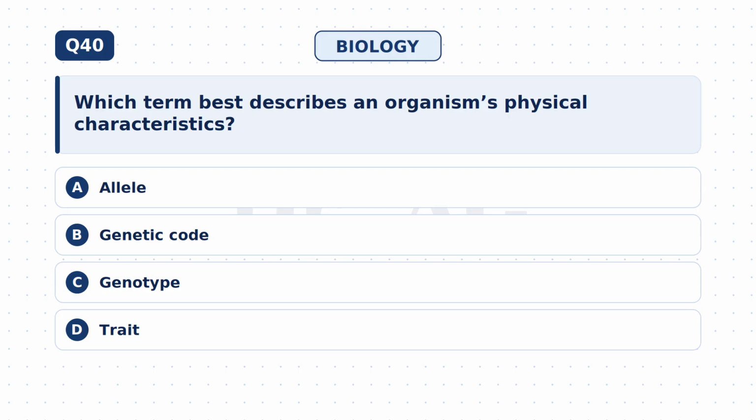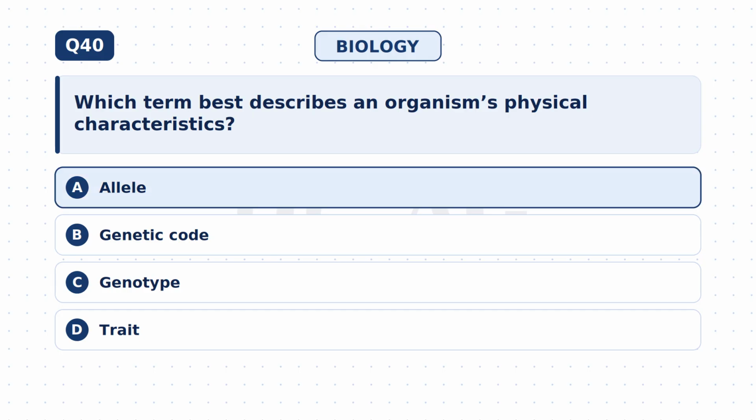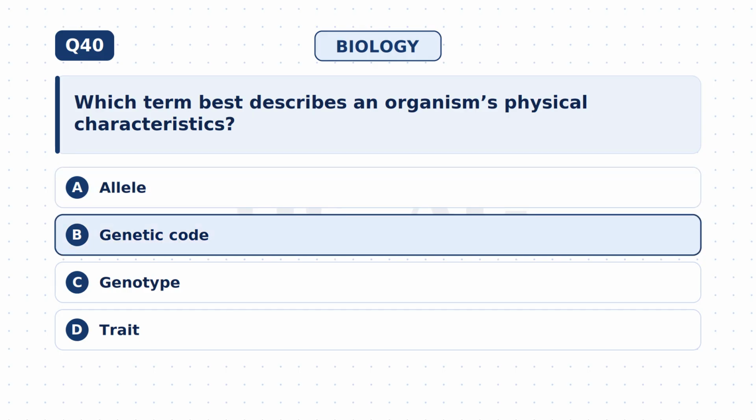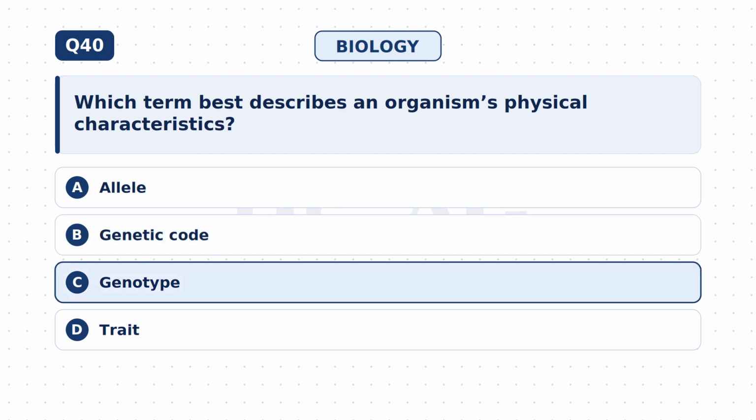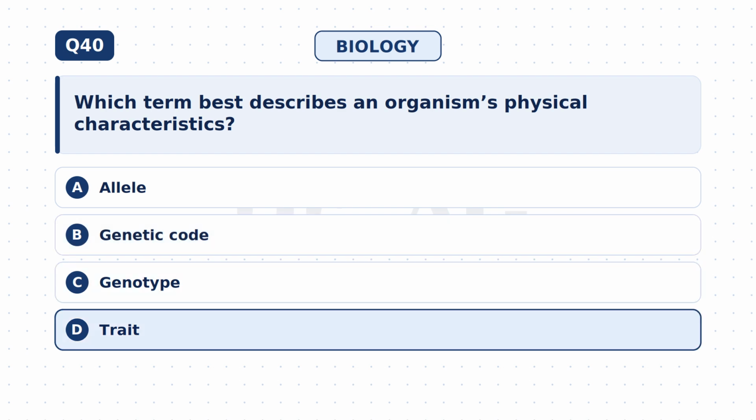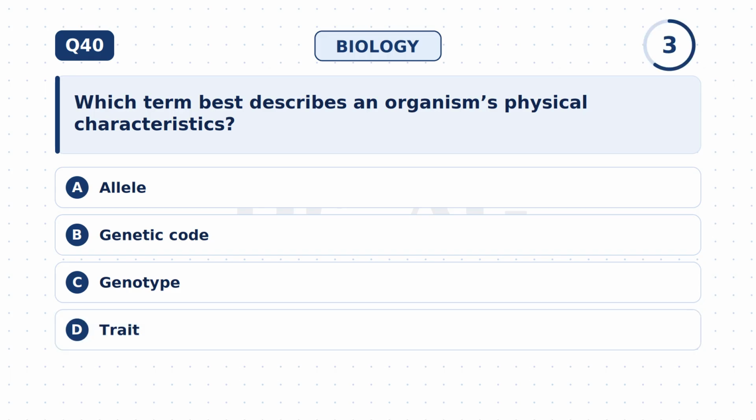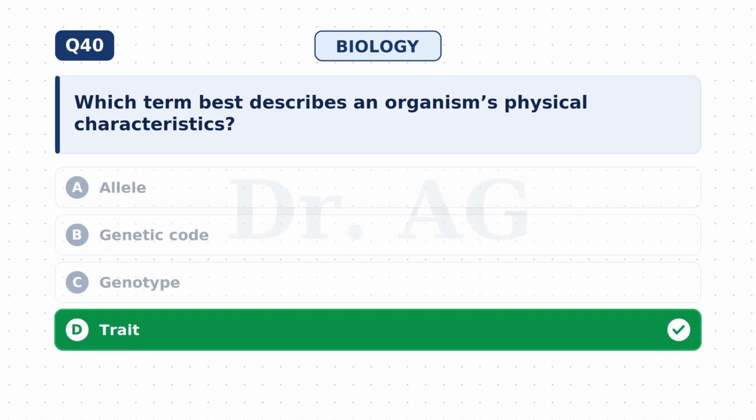Question 40. Which term best describes an organism's physical characteristics? Option A, allele. Option B, genetic code. Option C, genotype. Option D, trait. The correct answer is D, trait.